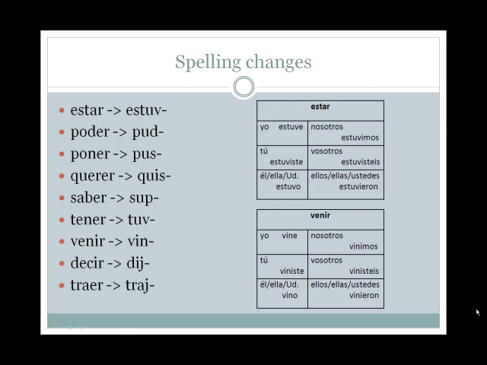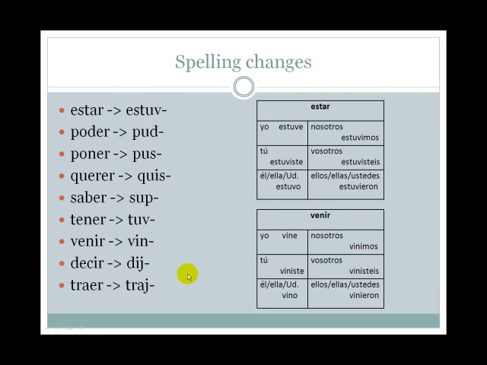So for example, if we look at the verb estar, it would become estuve, estuviste, estuvo, estuvimos, estuvisteis, and estuvieron. For venir, the conjugations would be with the stem VIN, and then those endings that we learned with hacer. The conjugations would be vine, viniste, vino, vinimos, vinisteis, and vinieron.